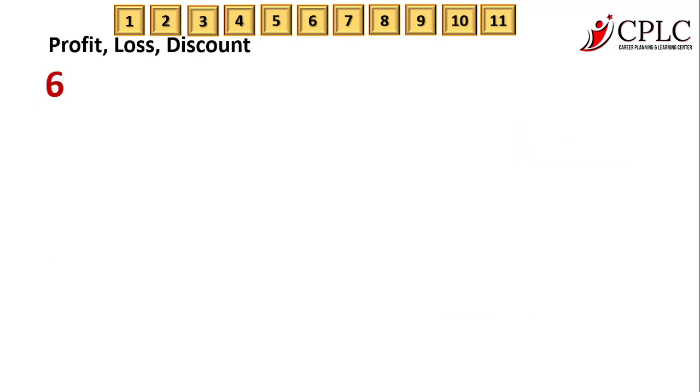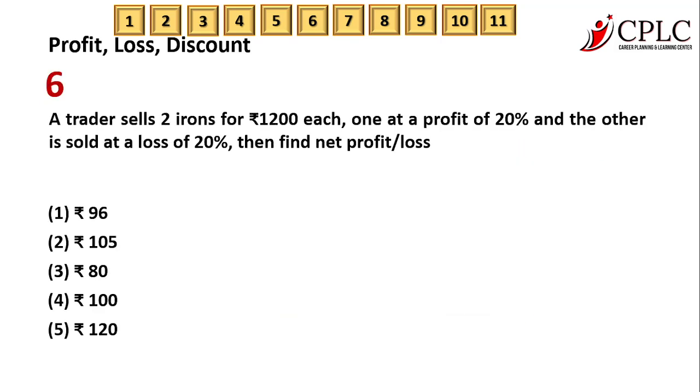Okay, so let's do question number 6 now, which says a trader sells two irons for 1200 each, one at a profit of 20%, one at a loss of 20%. Find his net profit or net loss.